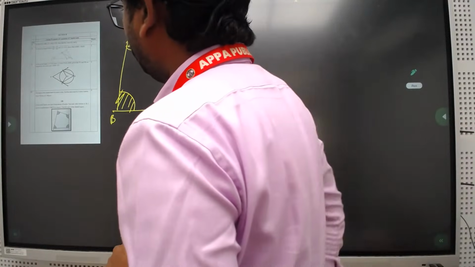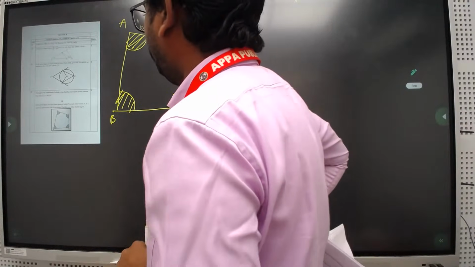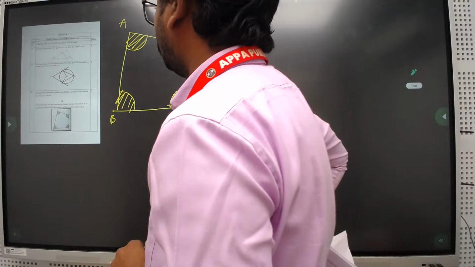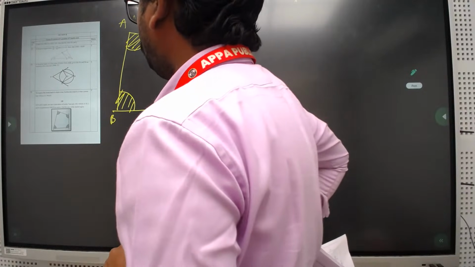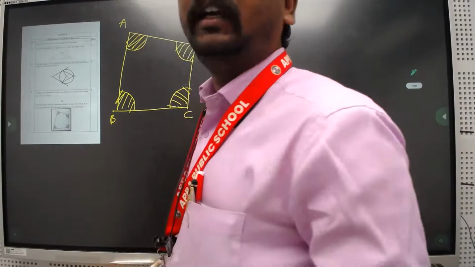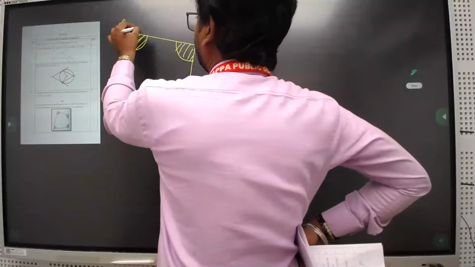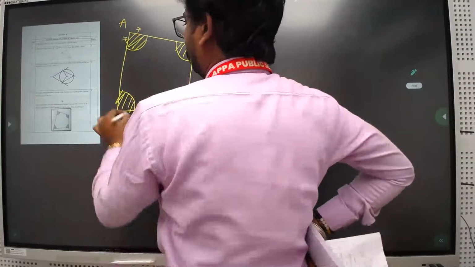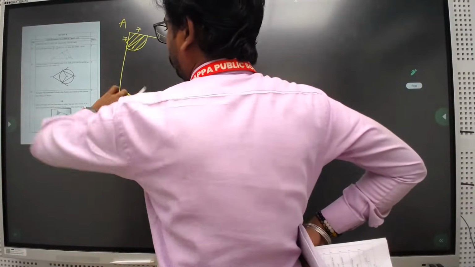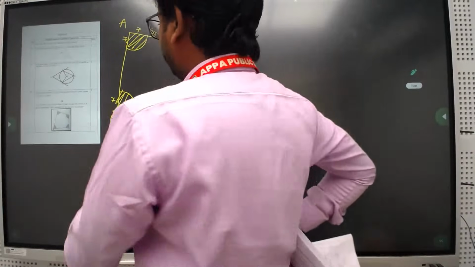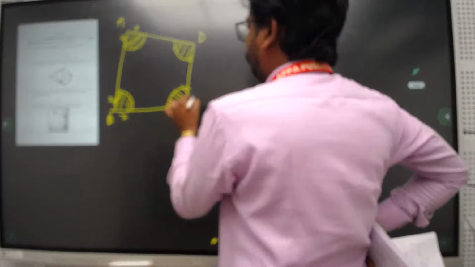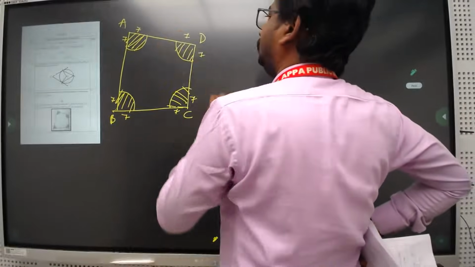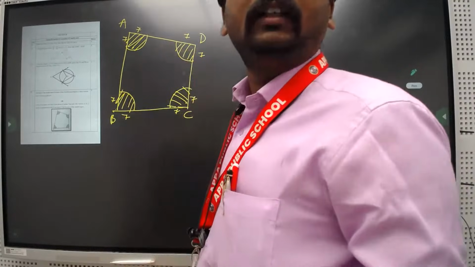Sector. In the given figure, arcs have been drawn of radius 7 centimeter, each with vertex A, B, C, and D of a quadrilateral. Means from point B, they have drawn an arc of 7 centimeter. All are of what shape? Sector shape. How many sectors are there?